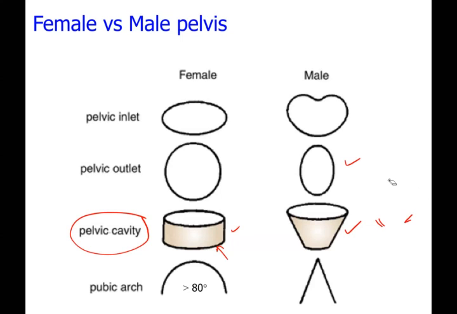Then the pubic arch or the subpubic angle in females, I don't know whether you can see it here. Yeah, in females, the subpubic angle or pubic arch is more than 80 degrees, and in males it's less than 80 degrees. We show it with fingers usually. In females, the angle is taken like this with the thumb and the index finger, which is more than 85 degrees, and in males it is shown with the index and middle fingers like this.